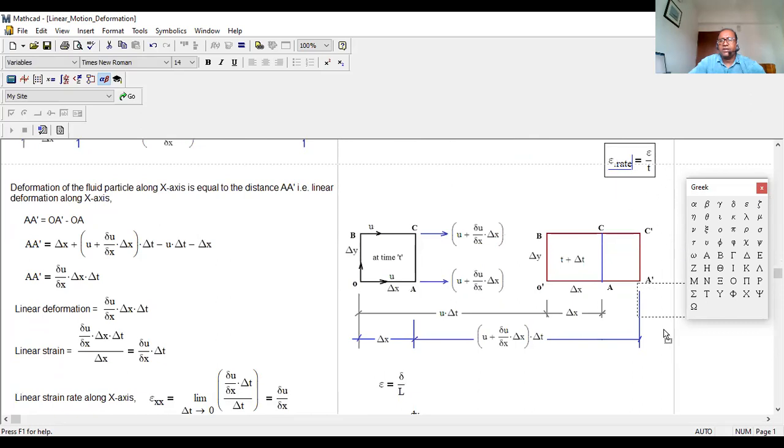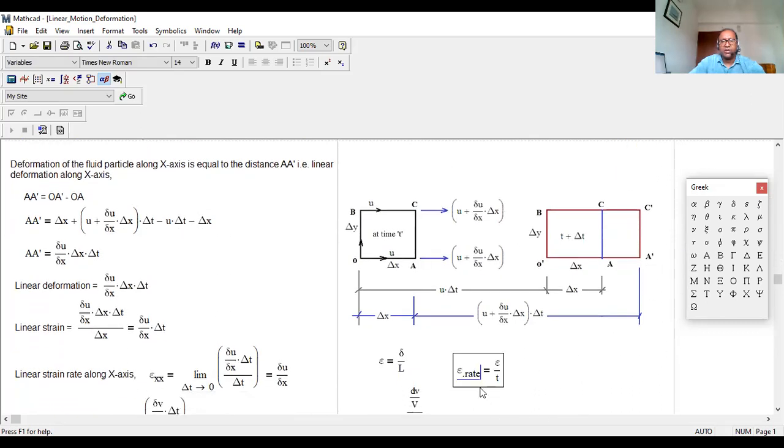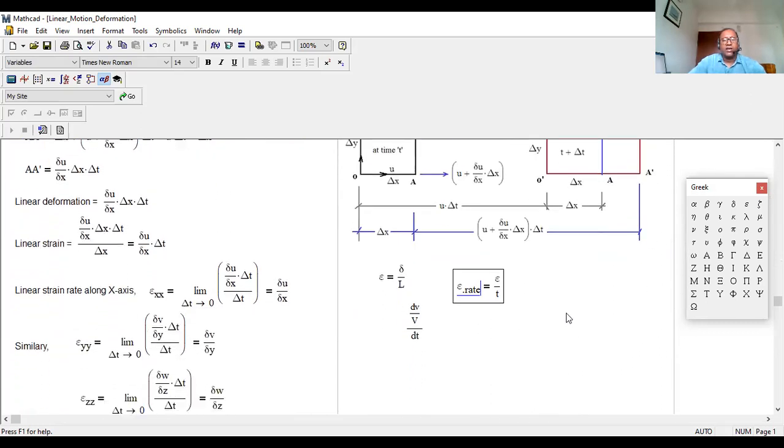How can we figure out the strain rate? Strain rate is based on deformation, and to get that deformation, how long does it take? You divide by that time, and you will get the strain rate. So the rate of deformation, this is the delta linear strain, I'm sorry, this is the strain, and this strain is happening within time delta t.